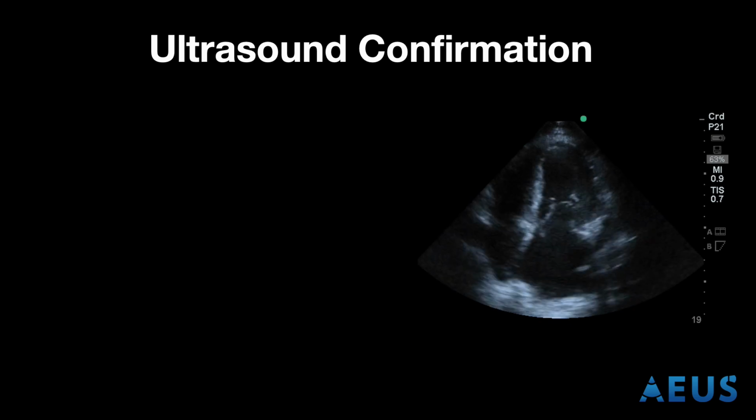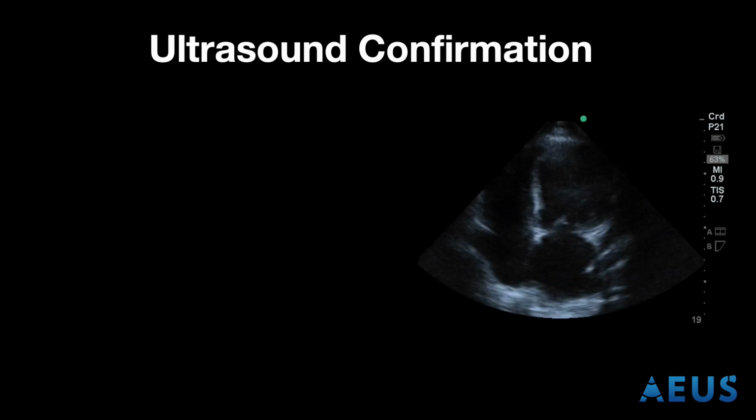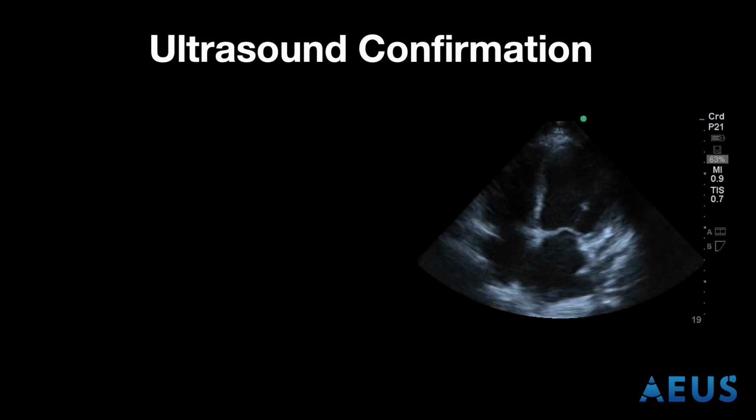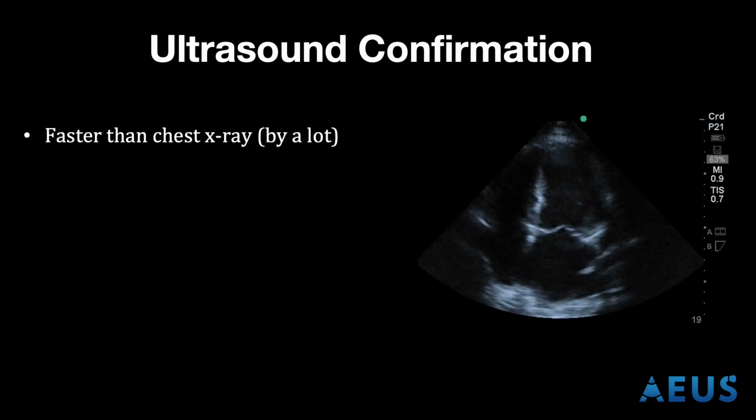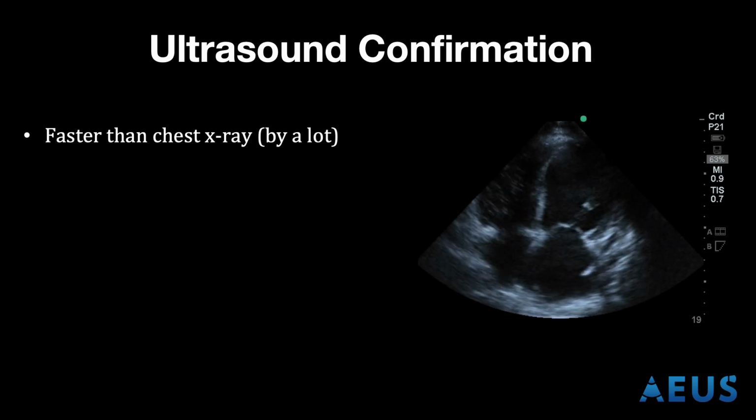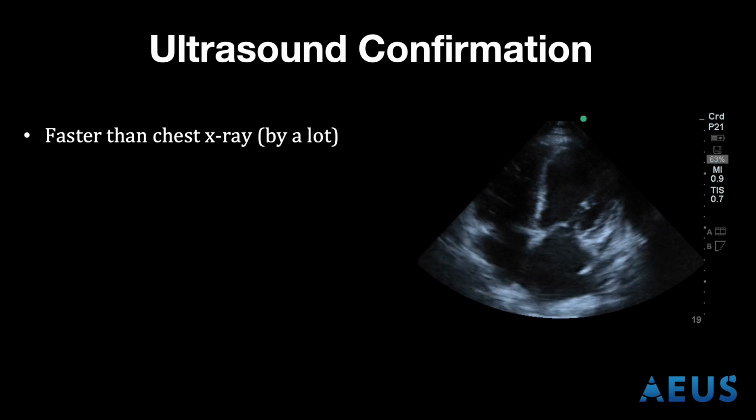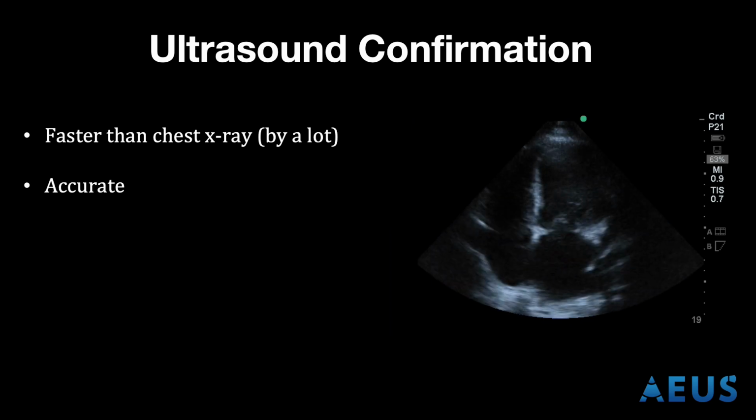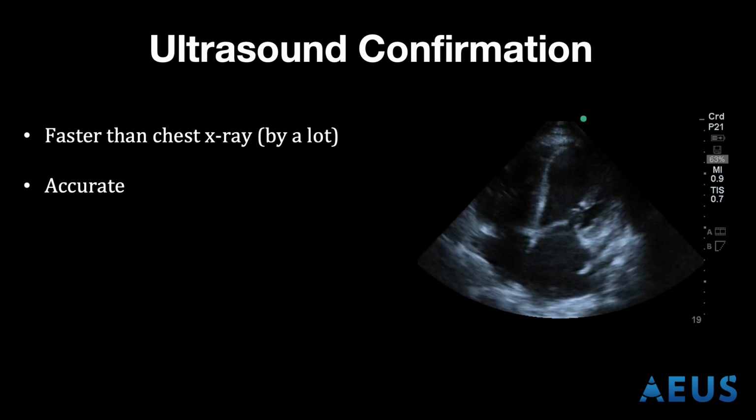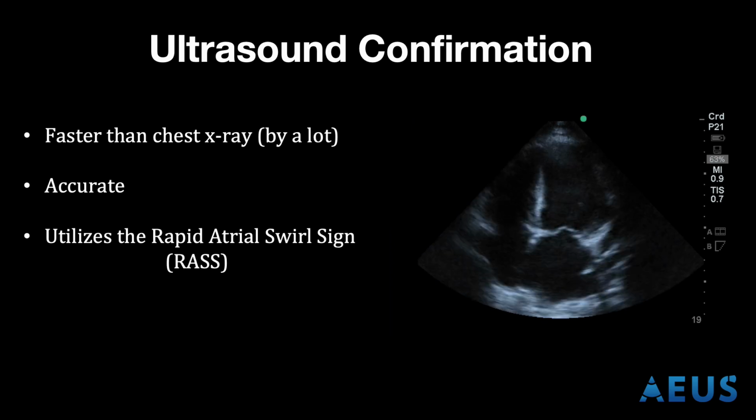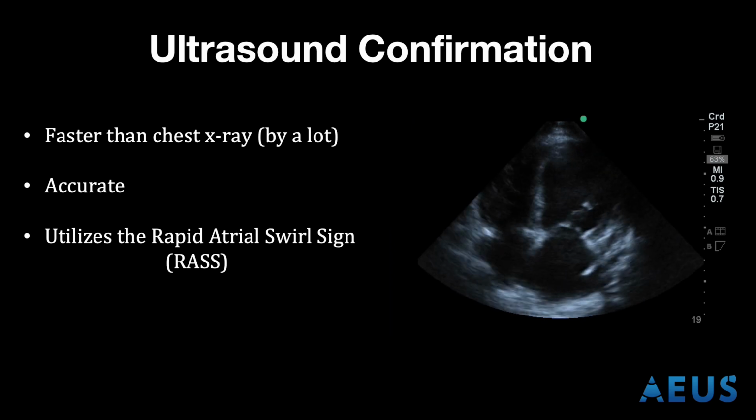Ultrasound confirmation of central venous catheter placement has been proven to have advantages over your traditional chest X-ray confirmation. First, it's faster. You don't have to put in an order and wait for anyone to get there. You can simply confirm the placement after the procedure is done. And it has been shown to be accurate. A recent meta-analysis showed a pooled positive and negative likelihood ratio of detecting malposition by ultrasound was 31 and 0.25 respectively. In order to do this, we need to know what the rapid atrial swirl sign is.